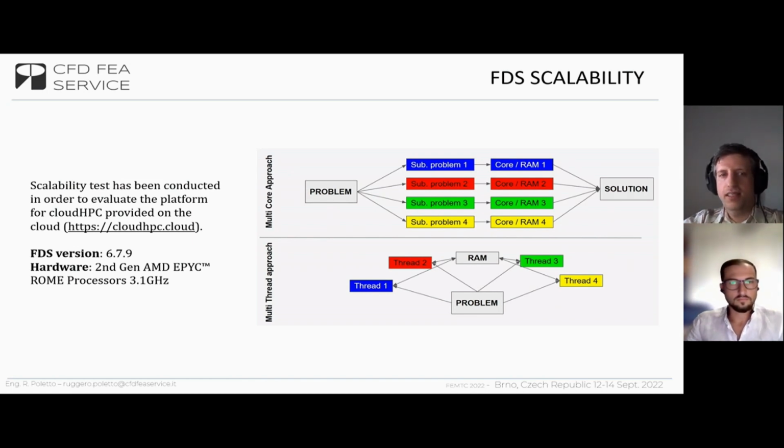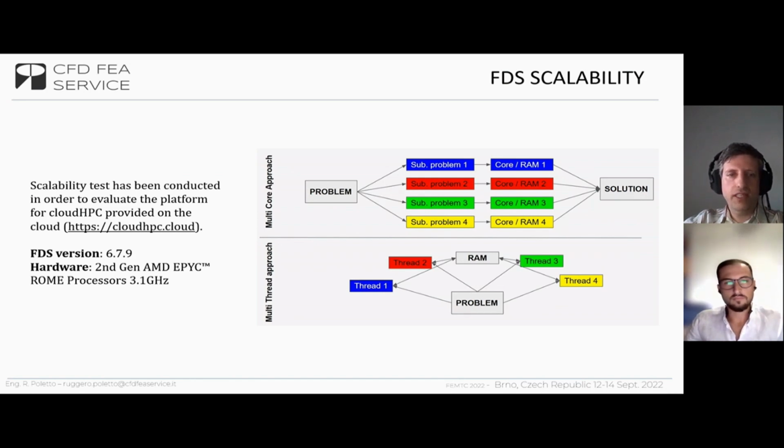It is important to notice that from an IT perspective, there are two different approaches that can be used in order to get the solutions in a shorter time. The first one is a multi-core approach in which we start from a problem, which is our FDS simulation, and this problem needs to be split into sub-problems. Each of these sub-problems is going to be resolved by one single core, and then when we get the solution of the sub-problems, we're going to reconstruct everything into the final solution of the initial problem.